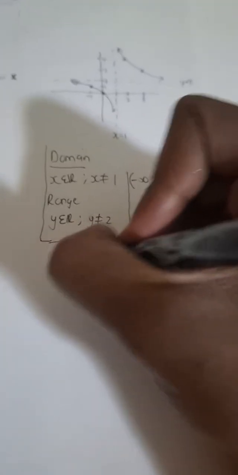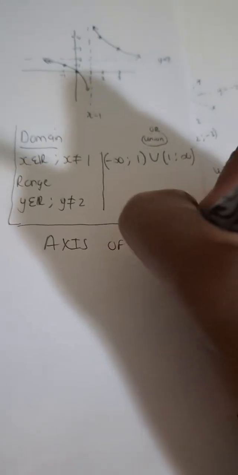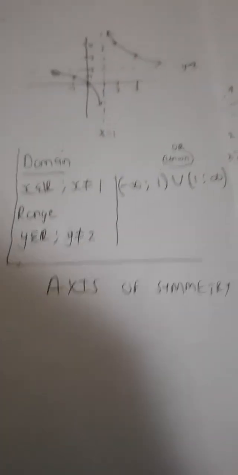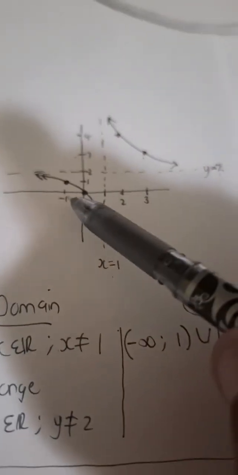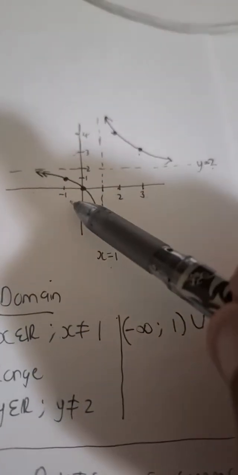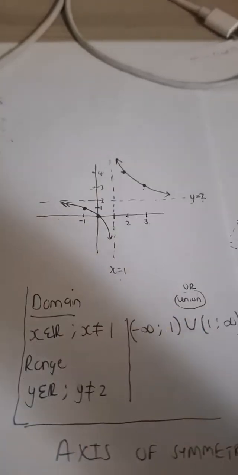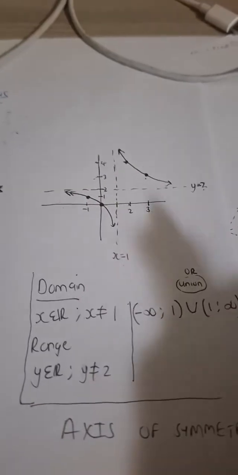Right, let's take it a step further. Look at something we didn't quite look at yesterday: the axis of symmetry for a hyperbola function. First and foremost, what is the axis of symmetry? An axis of symmetry, guys, is something that produces mirror images of the particular function that you are talking about. It's almost as if it cuts the function into equal halves, if you will.